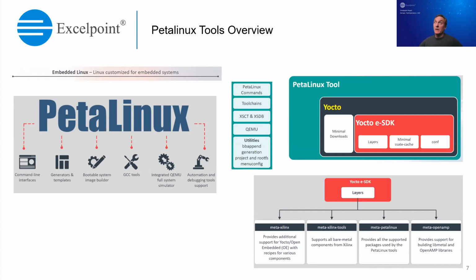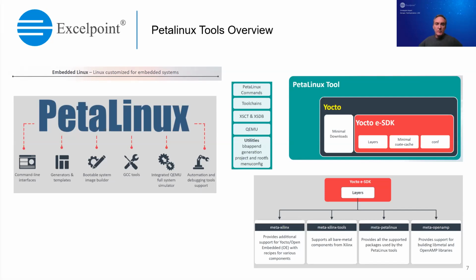So when you build Linux, Petalinux, for the first time, it takes a bit of time because it needs to download the source code for those components. The Yocto extensible SDK contains multiple Yocto layers such as core and other popular layers such as Meta ZYNQ, Meta ZYNQ tools, Meta Petalinux, and Meta OpenAmp.